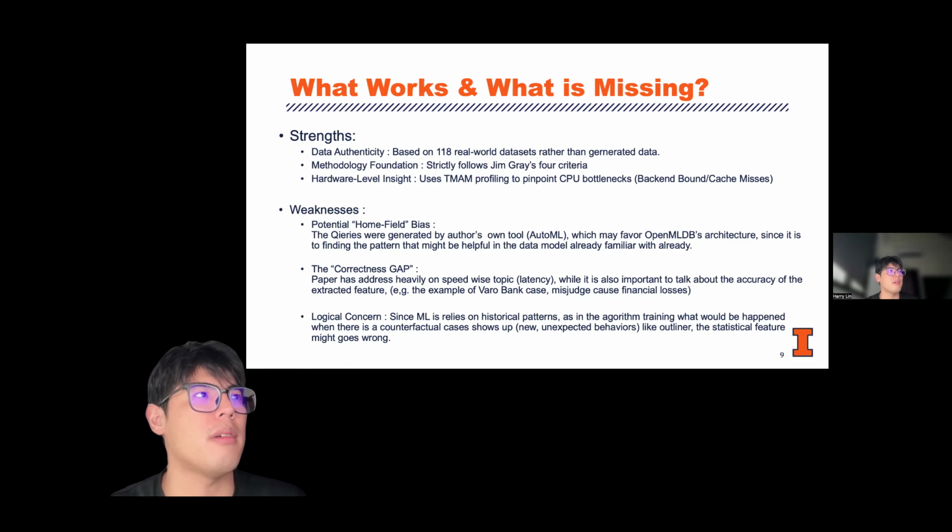And that is the logical concern. Since ML relies on historical patterns for algorithm training, what would happen when a counterfactual case shows up, like new unexpected behavior? The statistical features might go wrong.